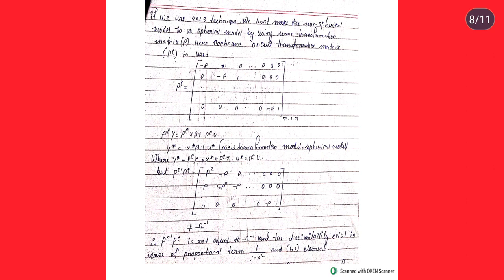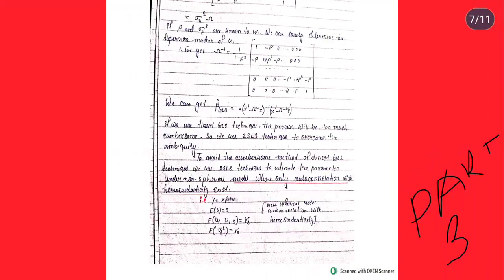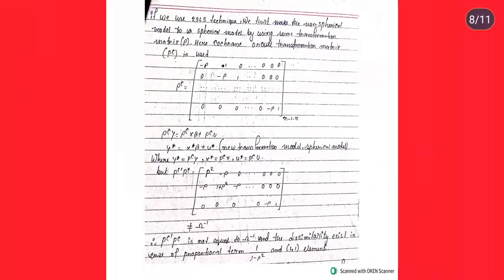So rho c into y: we multiply the first equation y equal to x beta plus u by rho c, that is rho c y equal to rho c into x beta plus rho c into u. So here rho c y equal to y star, rho c x equal to x star, into beta plus rho c u equal to u star. The new transformed model is a spherical model. Here y star is equal to rho c y, x star equal to rho c x, and u star equal to rho c u.